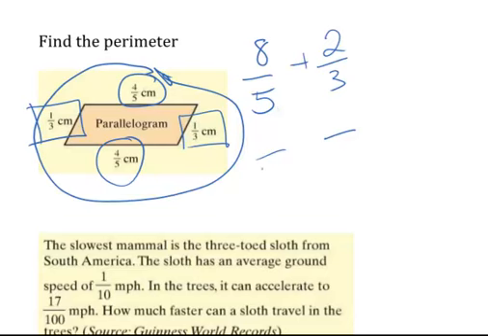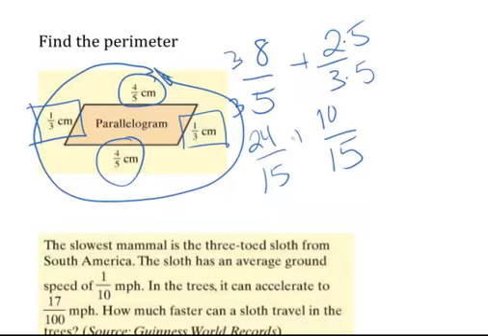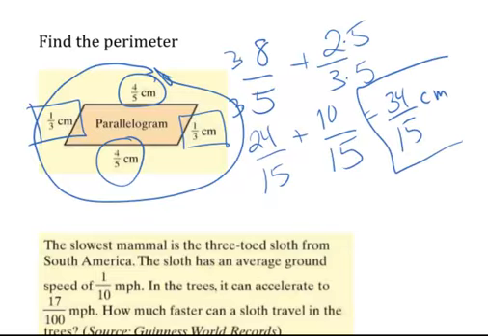Between 5 and 3, my common denominator is 15. All right, so I multiplied this one here by 3, so I'm going to do that one by 3. That's 24. I multiplied this one here by 5, so I'm going to do that one there by 5. That's 10. So that leaves me with 34 over 15. And again, because I'm dealing with perimeter, that's just centimeters.